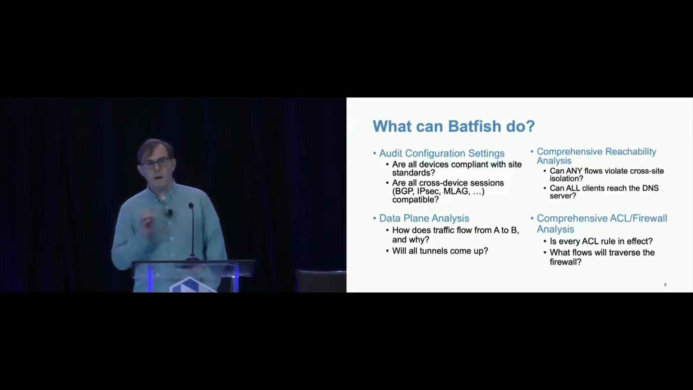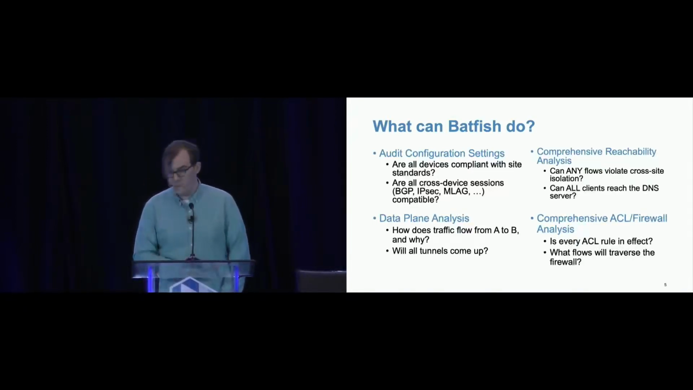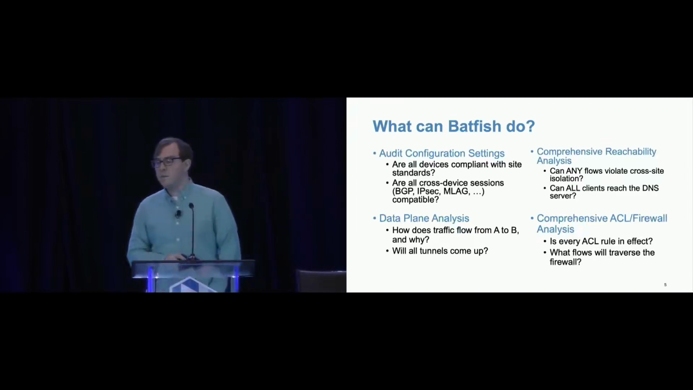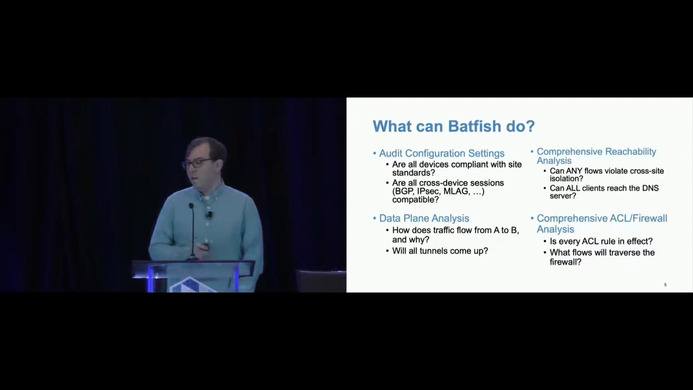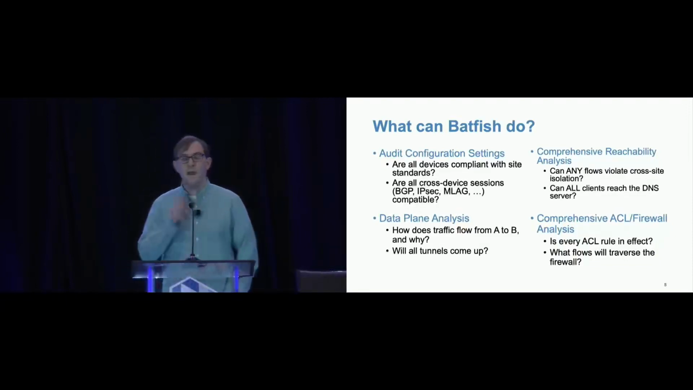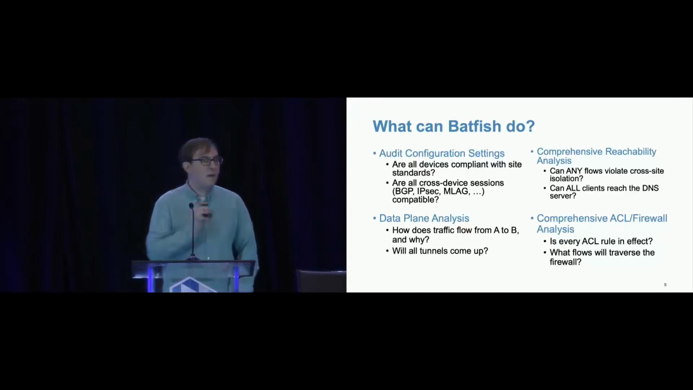These, again, are still very sort of monitoring-related checks. You can do this by just logging into devices and dumping their config, dumping their RIBs, this kind of thing. However, Batfish can also do a bunch of comprehensive reachability checks. So for example, our comprehensive reachability analysis can answer questions like, can any flows violate cross-site isolation? Not just the flows I'm looking for, but is there any possible packet that will do this? Or can ensure that all clients can reach my DNS server.